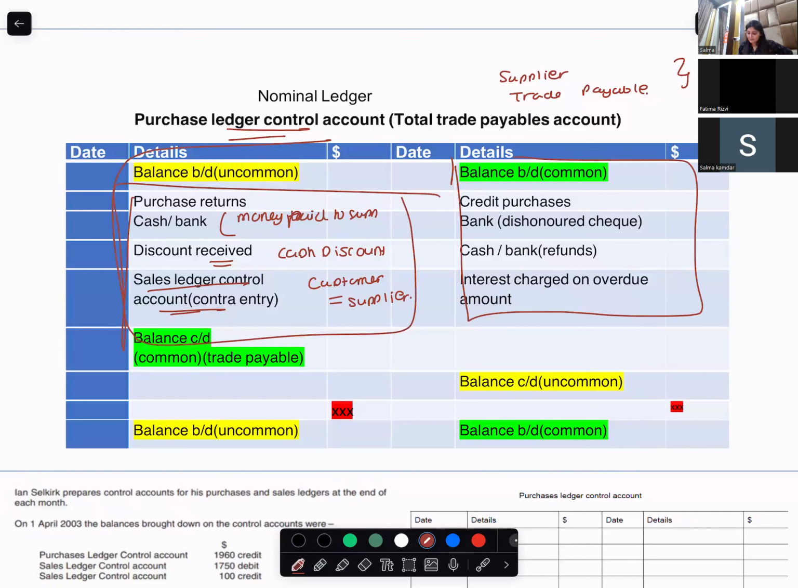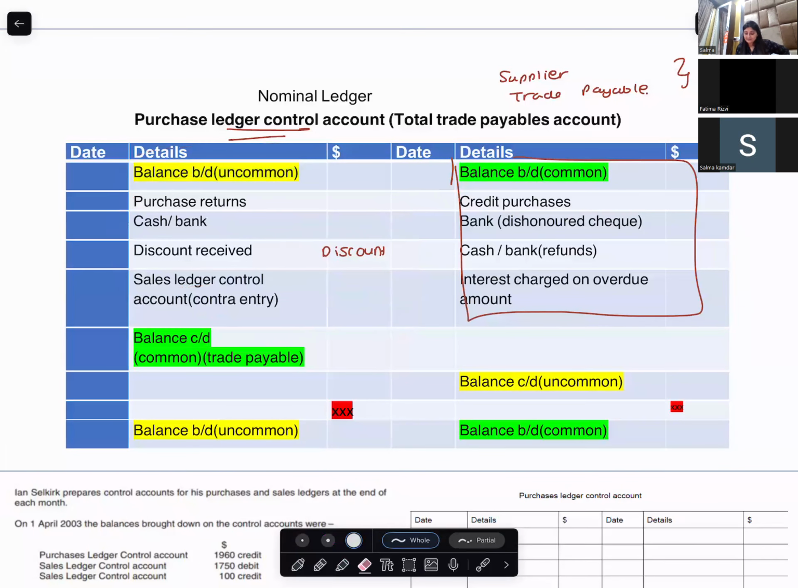Now, sometimes a purchase ledger control account can have an uncommon balance, a debit balance. Suppliers normally have a credit balance, right? But why can a supplier have a debit balance? If the supplier is also a customer? No. Suppliers normally have a credit balance. Credit balance means I have to pay. It's a liability. I have to pay.